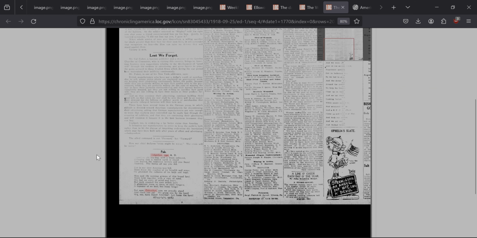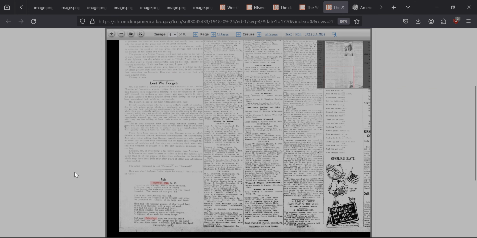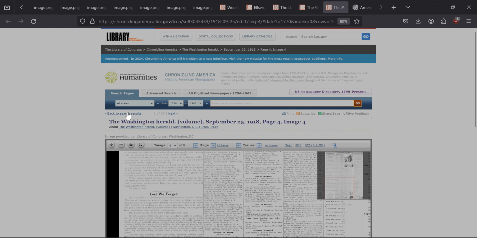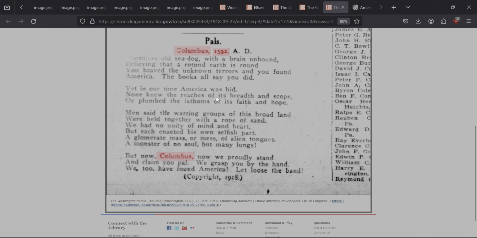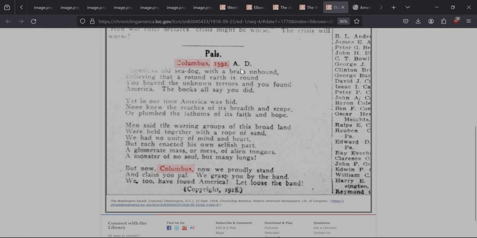So I decided to start looking into newspaper articles. I thought maybe we could find something here, so I came to the Library of Congress. And guess what? Down here we can find a poem written about Columbus, and it's called Columbus 1592. So again, this must be an old world poem that slipped through the cracks, because this was 1918. So by this point they've established when Columbus went.